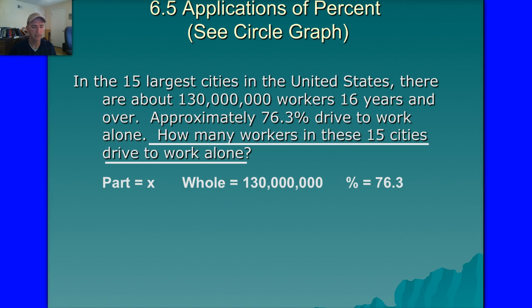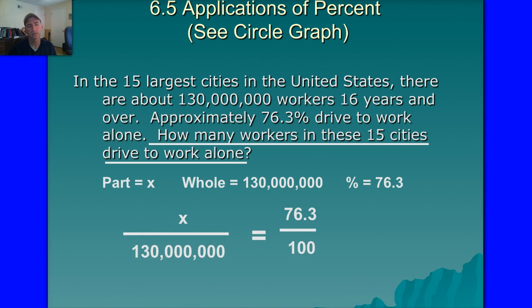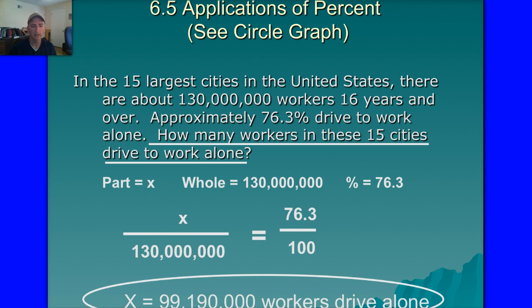So there you have the information. The part is X, the whole is 130 million. The percentage is 76.3. So if we plug that into that percentage, you have this. And then if you crisscross and solve it, you'll have 100x equals a very large number right there. Looks like it slightly got chopped off my page, but it's 99,190,000 workers. Sorry about the slicing there at the bottom, but that's what you would get if you worked it out on your calculator.